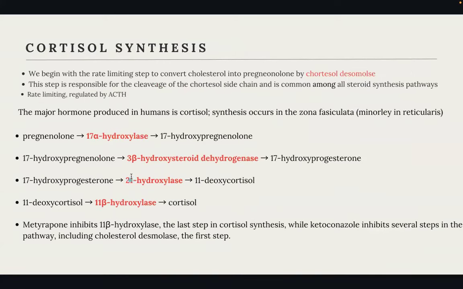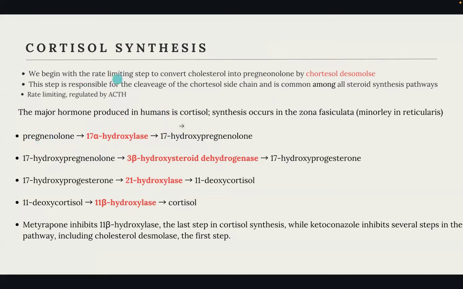Now for cortisol. Again, the first step is the same, cholesterol desmolase. After we create the pregnenolone, we're going to undergo this enzyme. Now, this is a new enzyme, 17-alpha-hydroxylase. It's going to give me 17-hydroxypregnenolone. Again, 17-alpha-hydroxylase, we've hydroxylated at position C17. Do you see that?